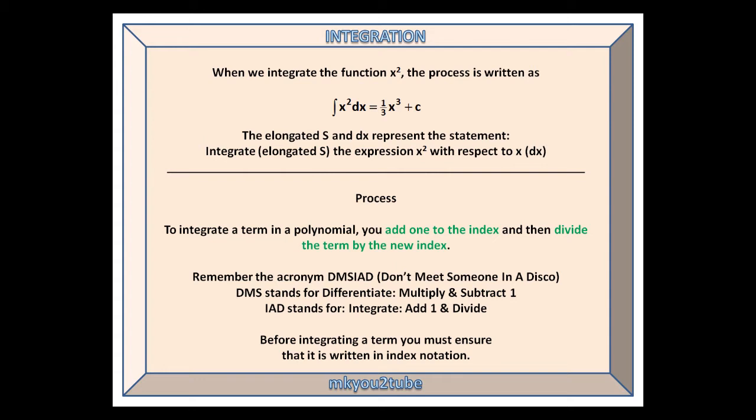To integrate a term in a polynomial, you add 1 to the index and then divide the term by the new index. Remember the acronym DMSIAD, don't meet someone in a disco. DMS stands for differentiate, multiply and subtract 1, and IAD stands for integrate, add 1 and divide. Before integrating a term, you must ensure that it is written in index notation.